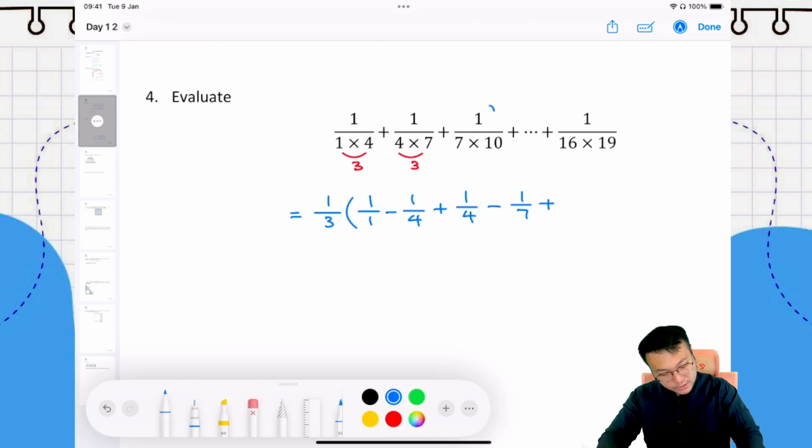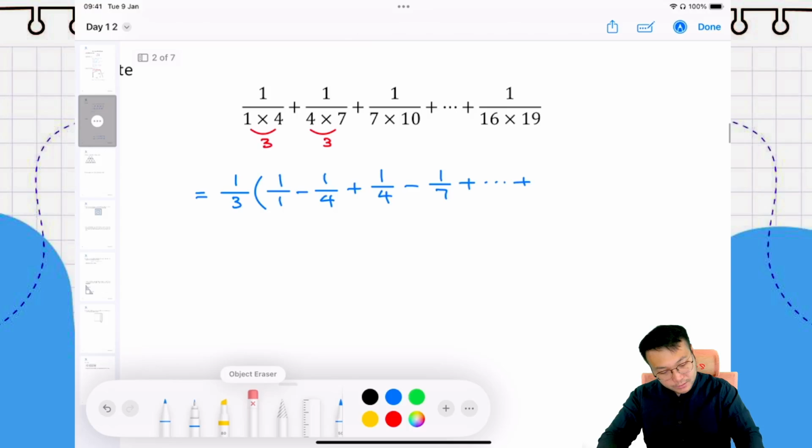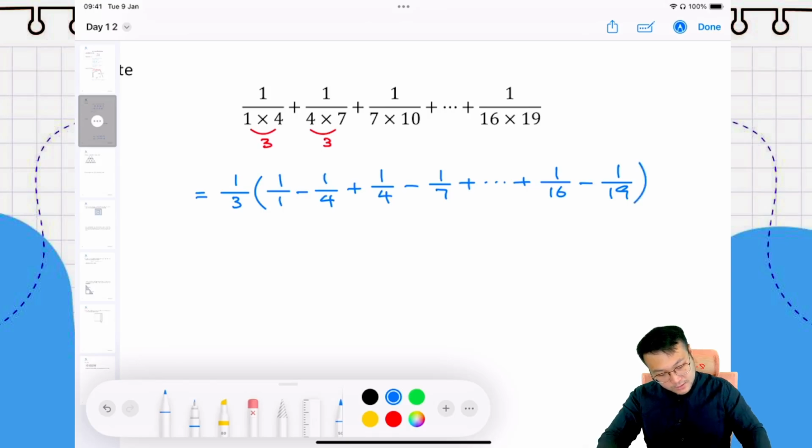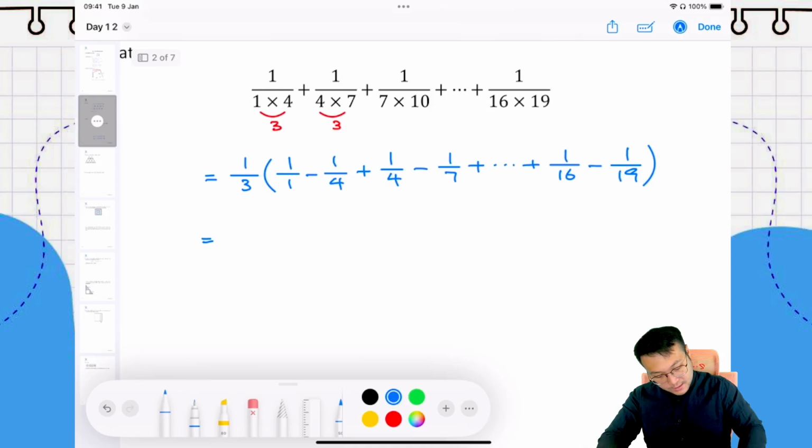Then you can continue this also: 1 over 7 minus 1 over 10, correct? So actually, I'm just going to put a dot, dot, dot, because this pattern continues all the way until the last number, 1 over 16 minus 1 over 19. So as you can see, students, the 1/3 can apply to everything.